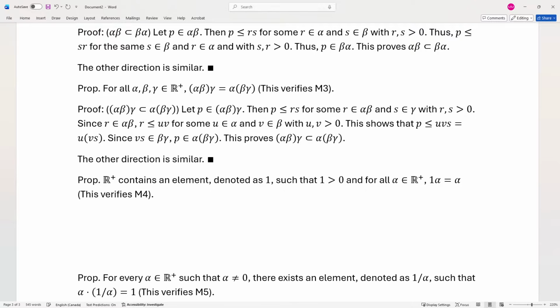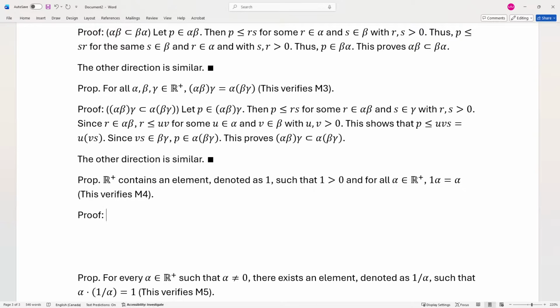The existence of 1. Well, how do we define 1? It's the existence of 1, right? So we need to enumerate a cut and call that 1, and then verify it actually works. Right? 1 is greater than 0, and also 1 times alpha is equal to, not 1, equals to alpha. Okay, so proof.